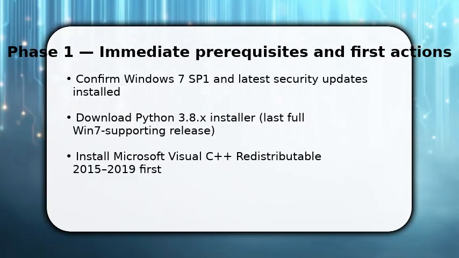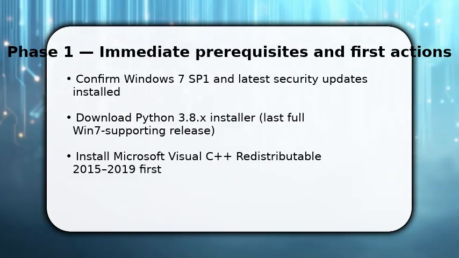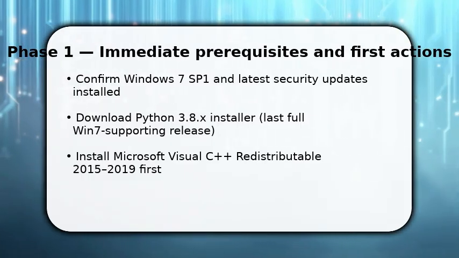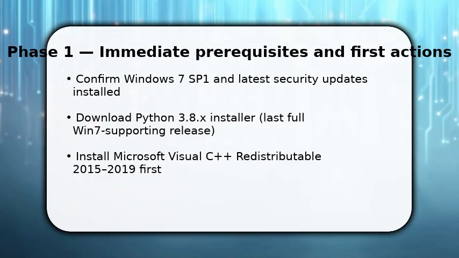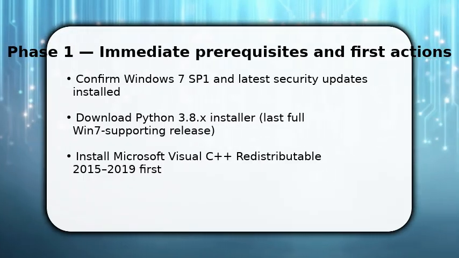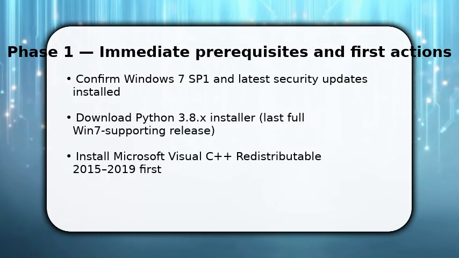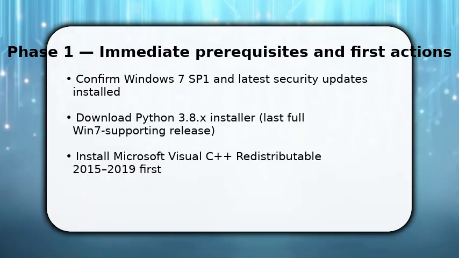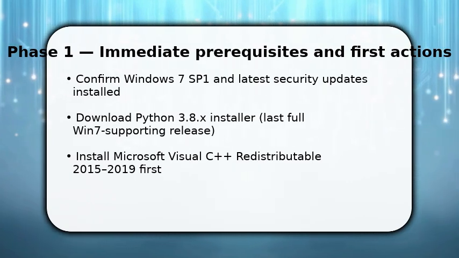Next, download Python 3.8x. It's the last branch with broad Windows 7 compatibility, and grab the matching Microsoft Visual C++ redistributable before running the installer. Once done, run the installer as administrator and keep an eye out for path options. This saves time when you open the command prompt.